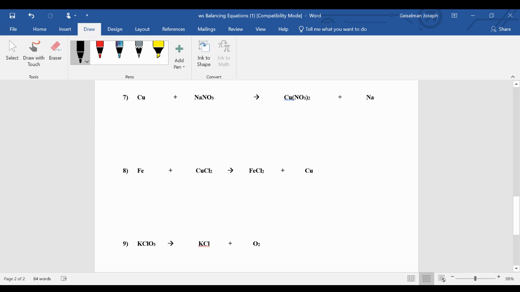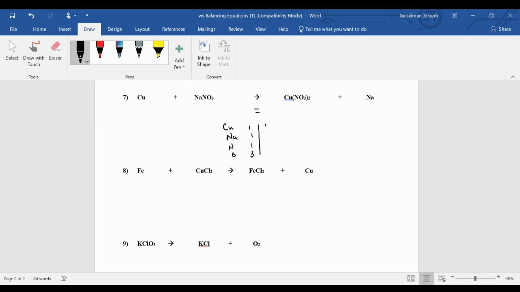Next one, a little bit bigger. We have copper plus NaNO3 gives us Cu(NO3)2 times Na. So let's start with our elements. We have copper on the left, sodium on the left, nitrogen and oxygen. We have 1 copper on the left, 1 sodium, 1 nitrogen, 3 oxygen on the right side.